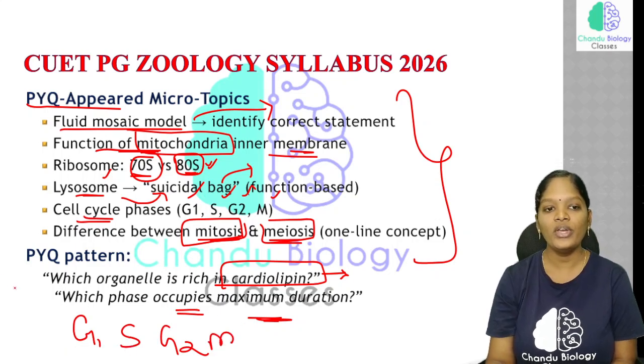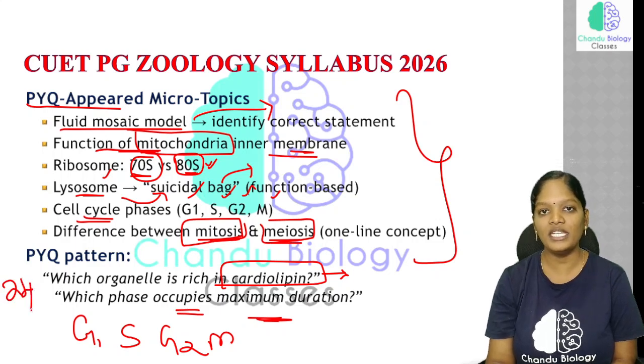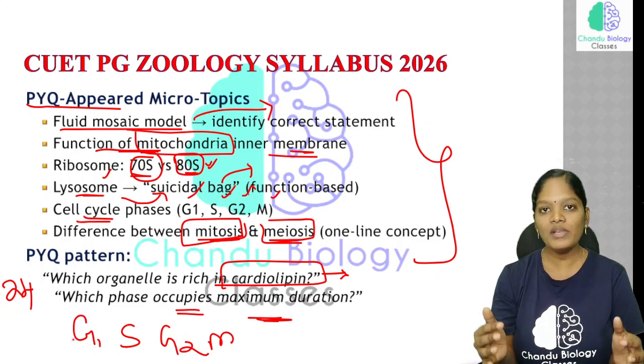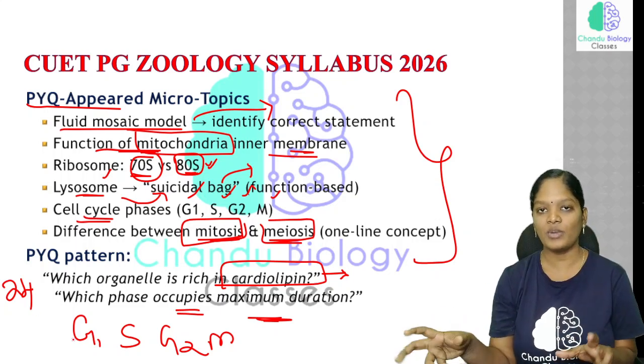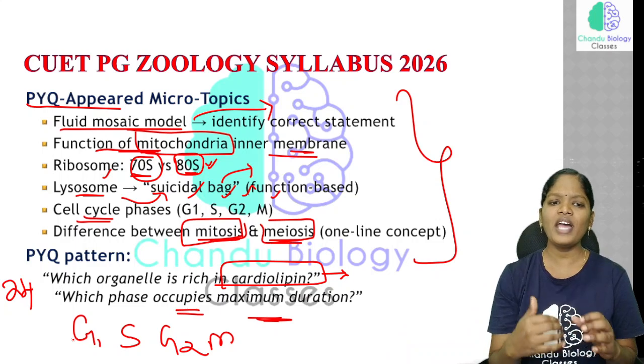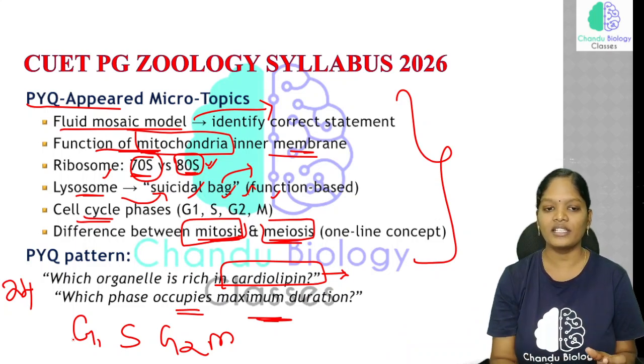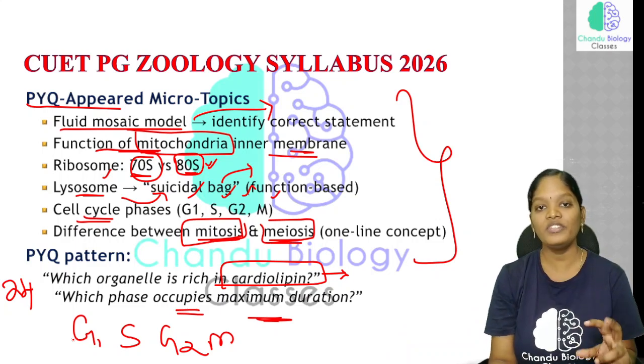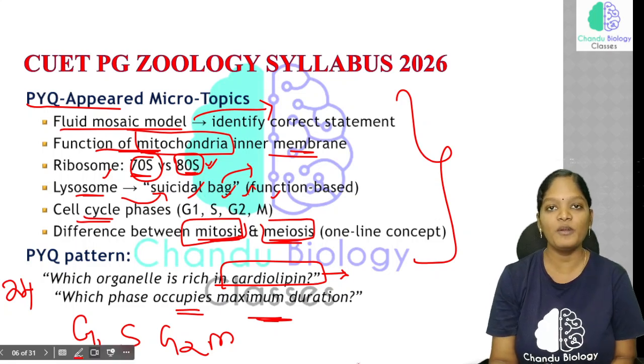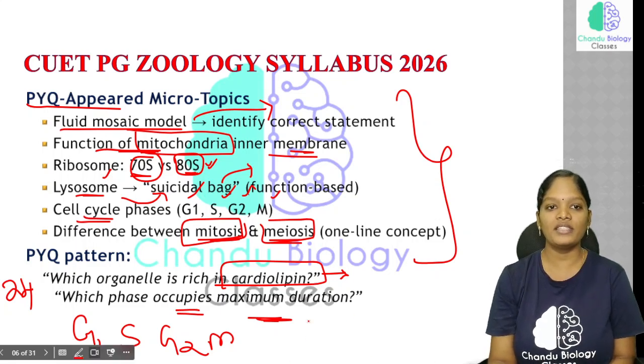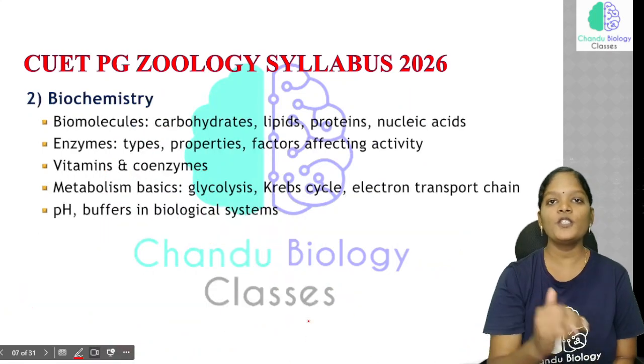You should know that one cell cycle is completed in 24 hours. We have different phases in each cell cycle, so among all these phases, which phase occupies the maximum duration? This can be expected in the question. That's all about the first unit.